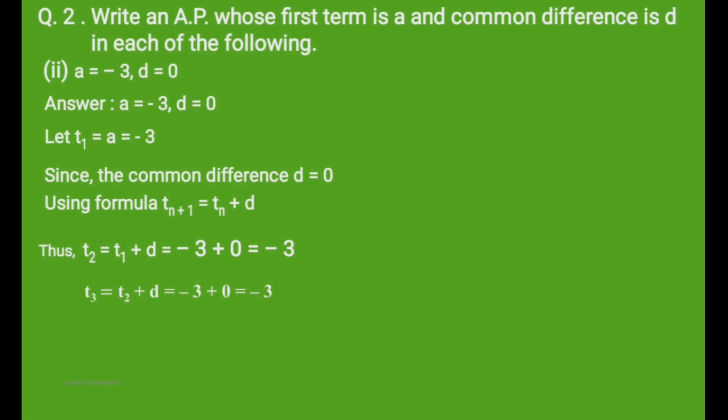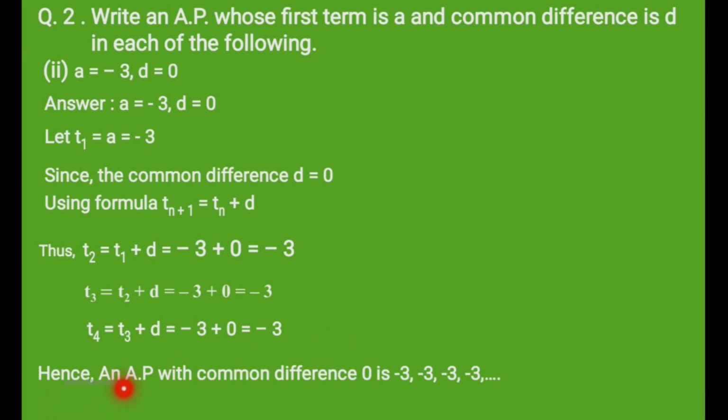So similarly we find T4 equals to T3 plus D, which is equals to, now T3 is minus 3, D is 0, so minus 3 plus 0 minus 3. So in this way we get the first term, second term, third term, fourth term. First term is given, that is value of A. So we write here, hence an arithmetic progression with common difference 0 is minus 3, minus 3, minus 3, minus 3.